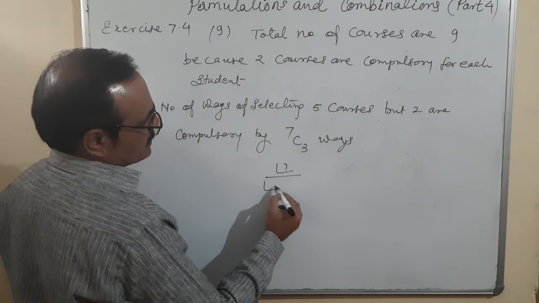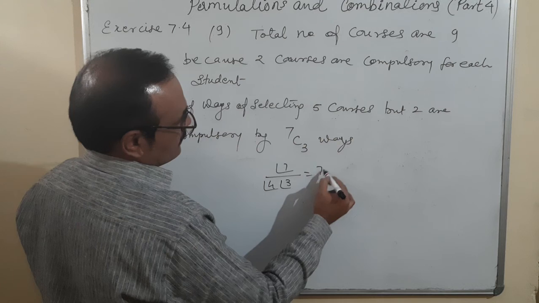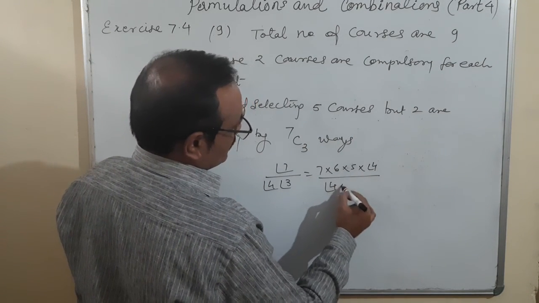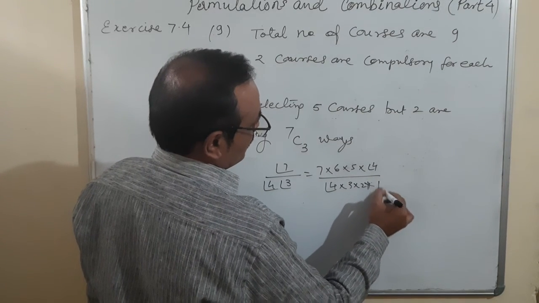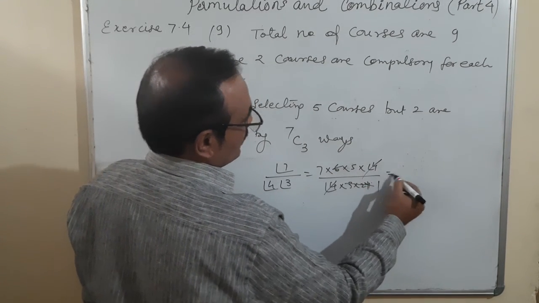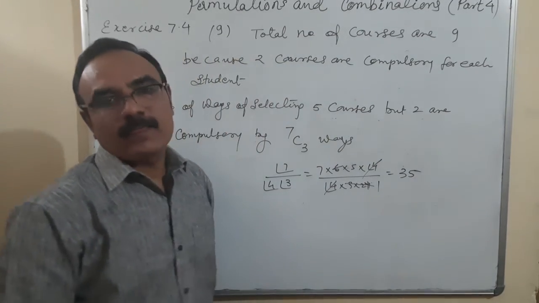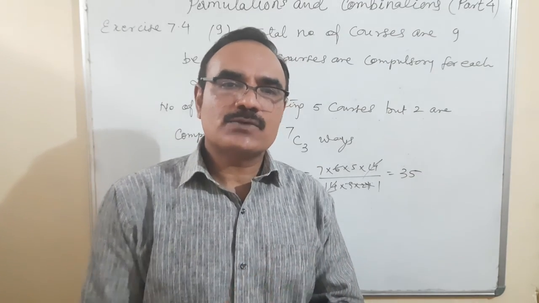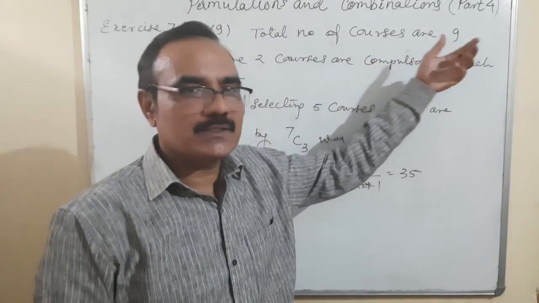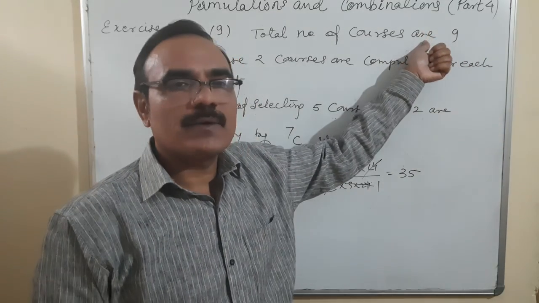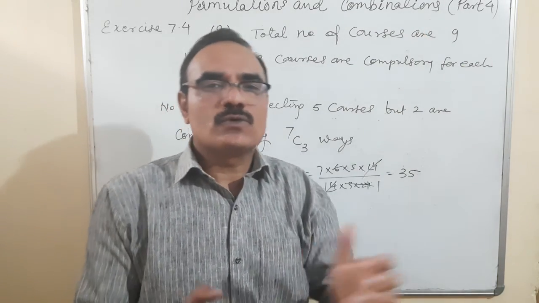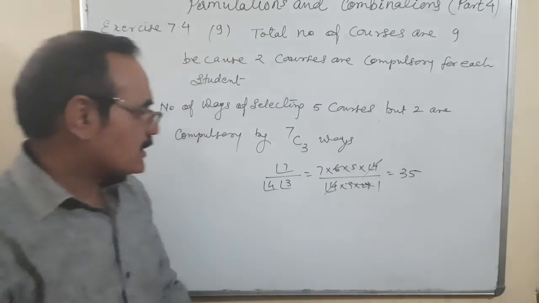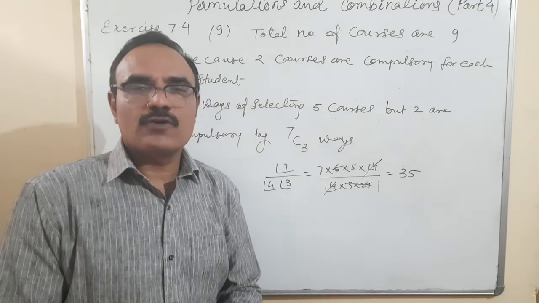Factorial 7 upon factorial 7 minus 3, factorial 4, into factorial 3. 7 into 6 into 5 into factorial 4 upon factorial 4 into 3 into 2 into 1. 4 cancels, 3 2s are 6, 7 5s are 35. The question is clear: out of 9, 2 courses are compulsory, so just 2 courses are removed because they are already selected. Now the remaining are 7 courses, and out of the 7, 2 are already selected. How many are left? 3 courses are left. 7C3 ways. So that's all. This is exercise 7.4. I hope you have understood.